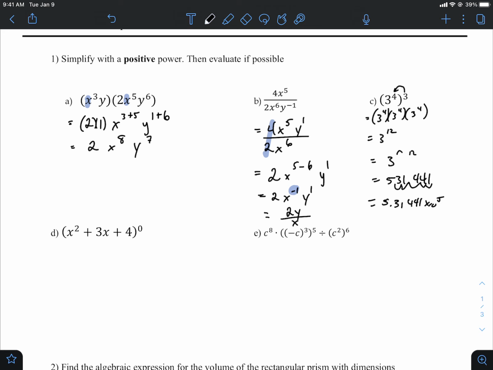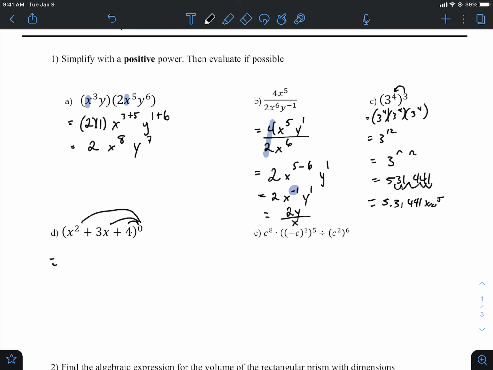What's the next one? Please don't get this wrong on the test. To be fair, this is a tricky question if you actually think about it. Because one might think, I've got to put the 0 onto everything. Then you would have x to the 0 plus 3x to the 0 plus 4 to the 0, which would be 1 plus 1 plus 1 is 3.